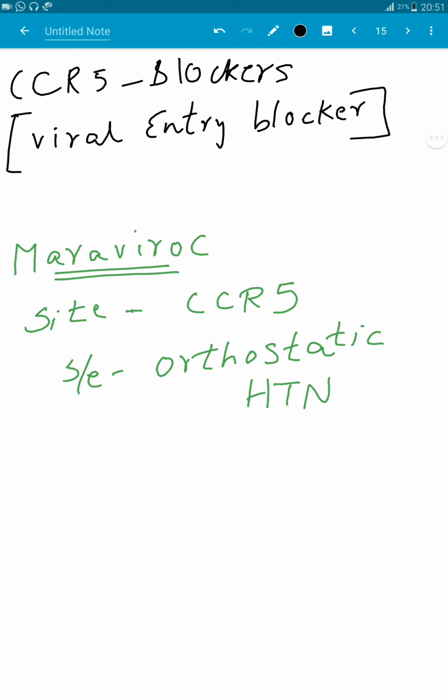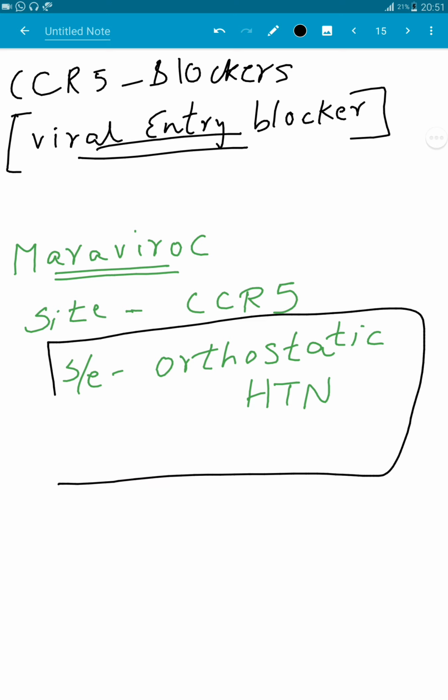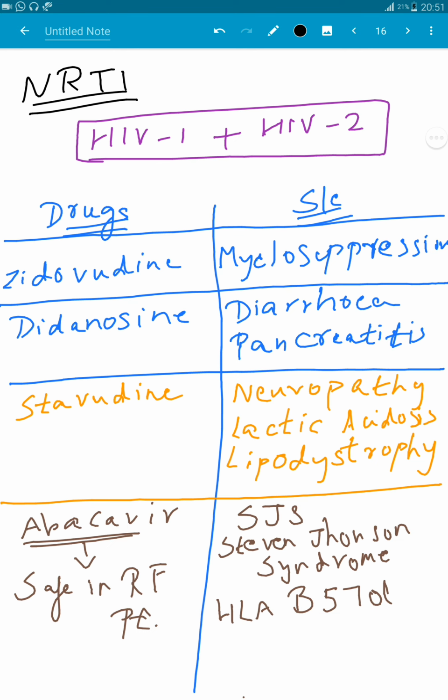Then CCR5 blocker. CCR5 blocker is a viral entry blocker. It is Maraviroc. Site is CCR5 and the side effect is orthostatic hypotension. Then comes the main class, nucleoside reverse transcriptase inhibitors, used for HIV type 1 and type 2. In this, mostly the questions will be based on the side effect. What are the drugs of NRTI?